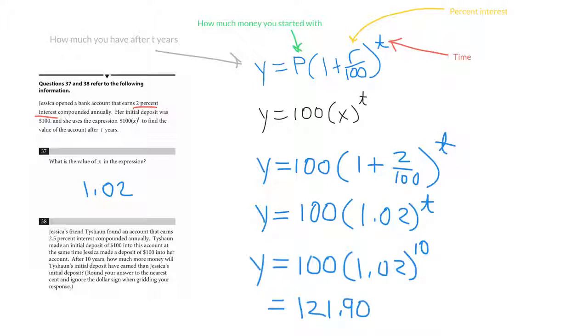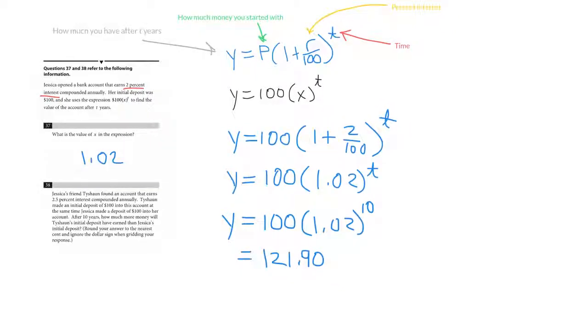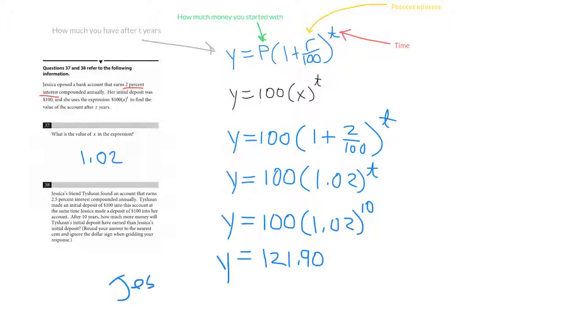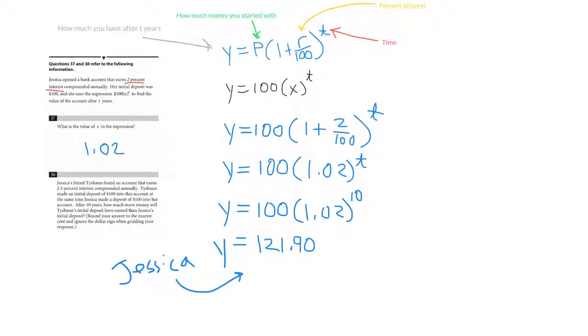$121.90. So I'm actually just going to round it right there. And that's really how much Jessica has. So we could keep the Y here, but we'll say Jessica. That's what she has after 10 years, yeah? But we want to know, how much does Tyshawn have after 10 years? And in fact, Tyshawn's going to have more than Jessica after 10 years. And we want to know, how much more is Tyshawn going to have?